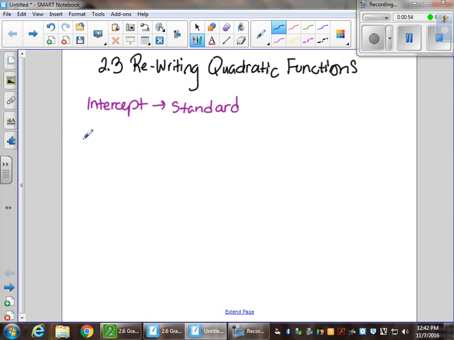So number one, given f of x equals negative, and then in parentheses, x minus 4 times 3x plus 7. So I am given intercept form, and I'm asked for standard. And mentally, remember, what is standard? Standard is ax squared plus bx plus c. So this is ultimately our goal.